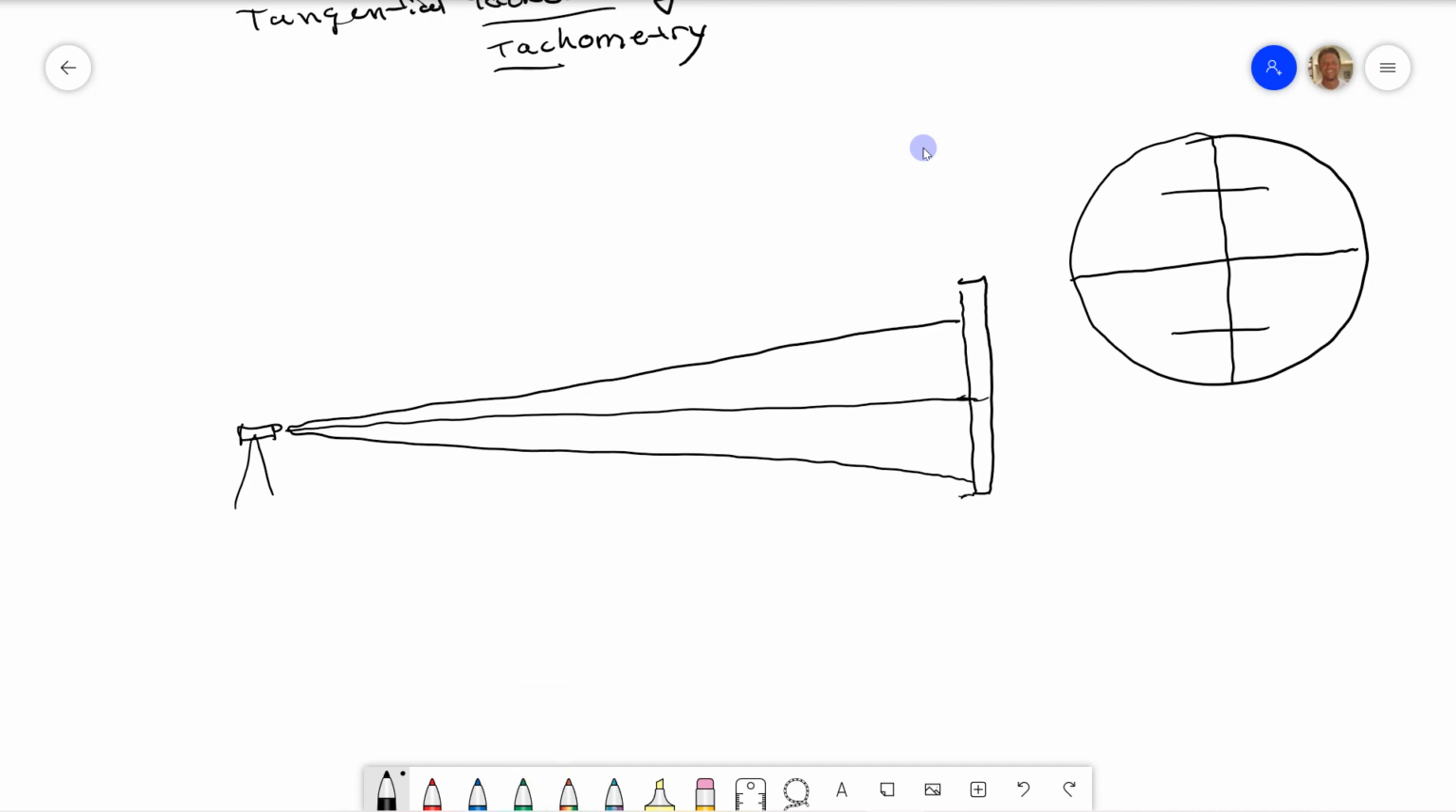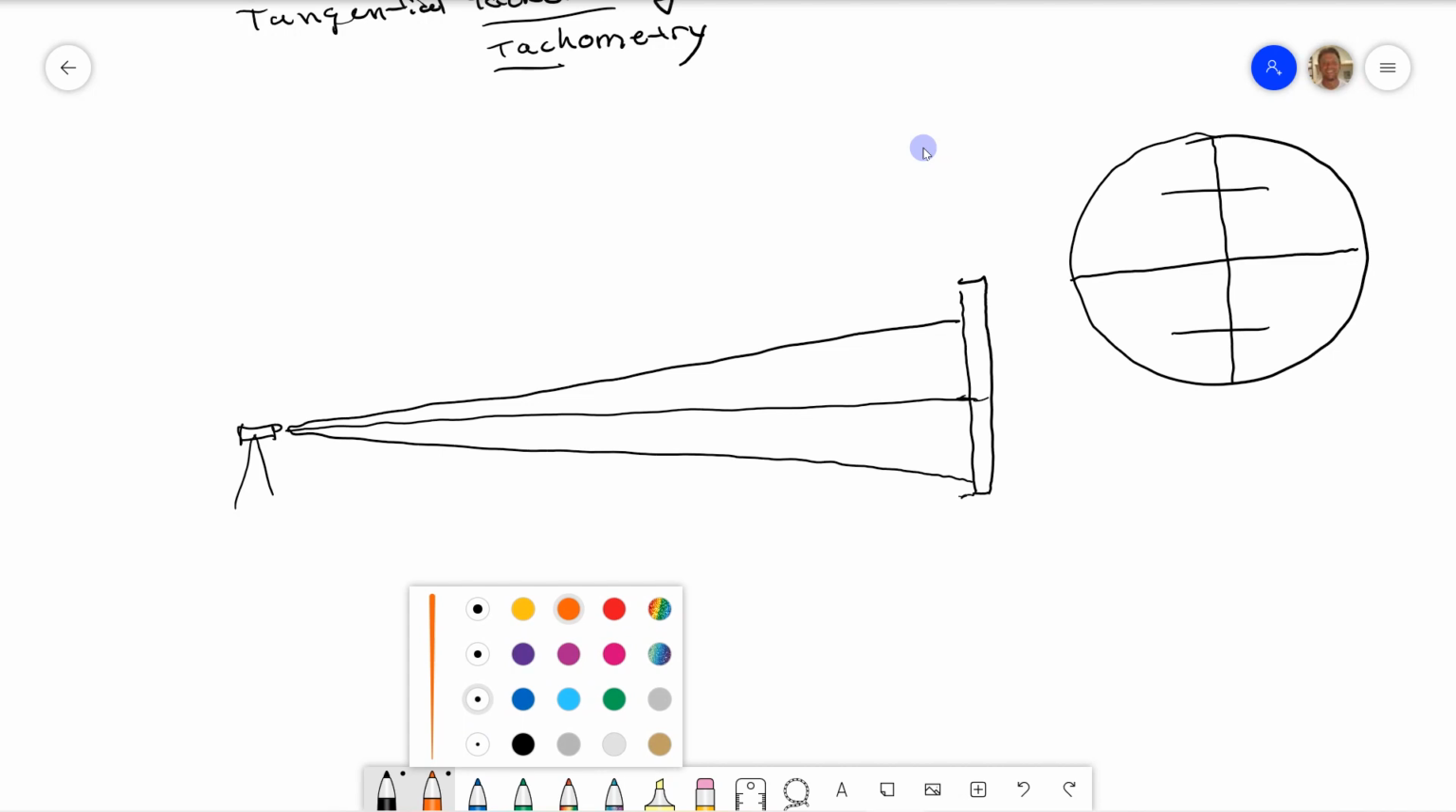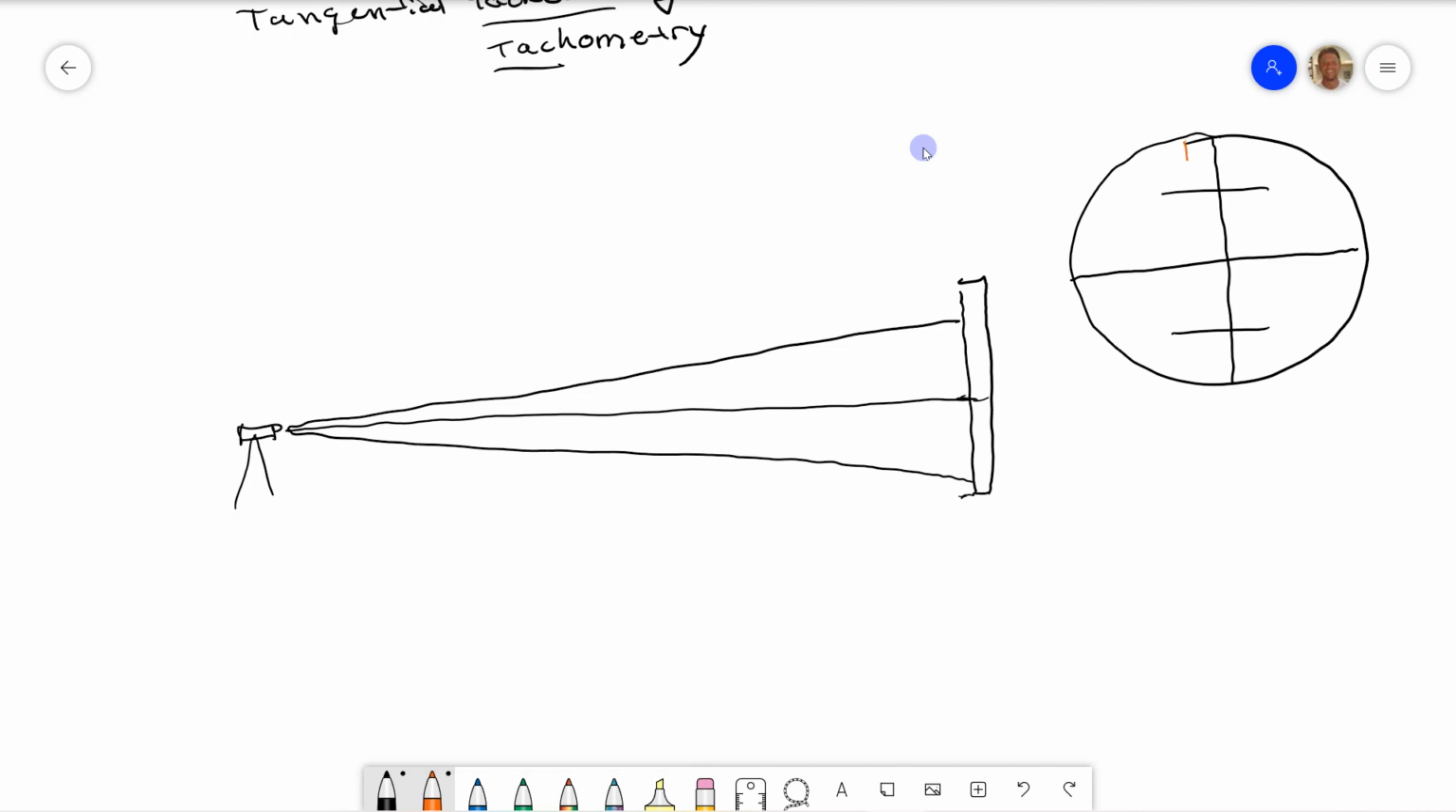Let's see what color would be good, about orange. You get a prism pole here. You've got your markings on there. And the ratio of these stadia hairs is 1 to 100. So if this is 1 foot, the distance from here to that pole would be 100 feet.